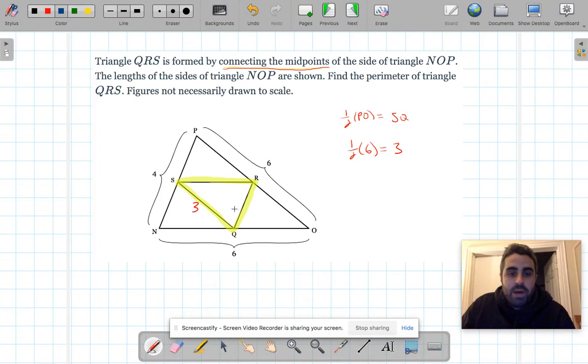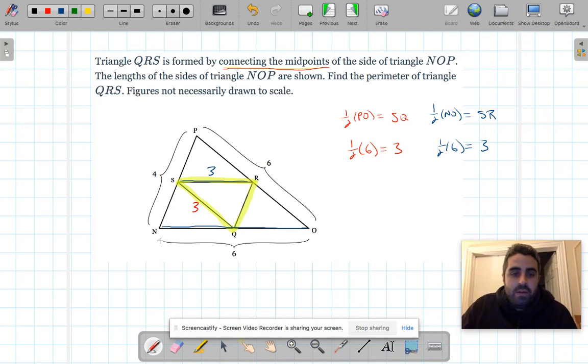So let's look now at side SR. SR is directly across from, let's just indicate this, it's directly across from side NO. So I can say that half of NO is equal to SR. Well, half of NO, and we know NO is also 6, is 3. So this side is 3 as well.